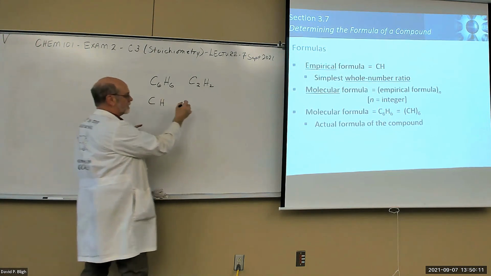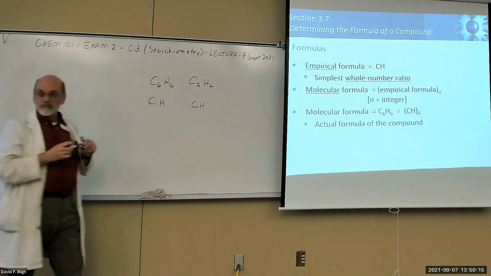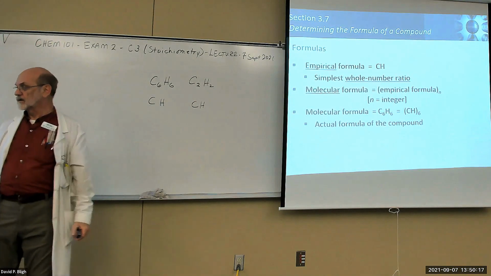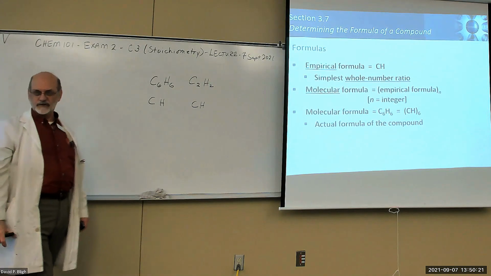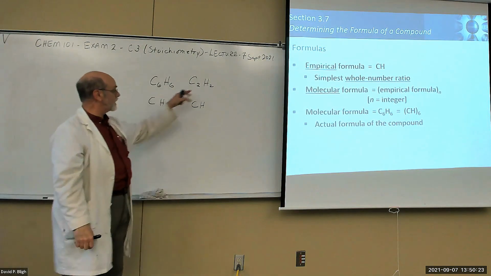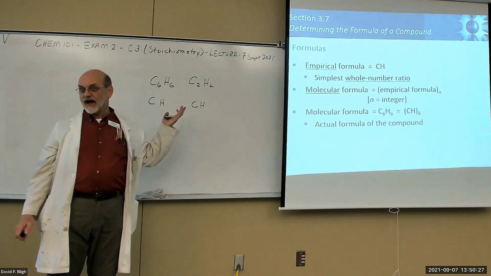How about this one? Divide through by 2. They both have the same empirical formula. So what good is that going to do? If you can determine the empirical formula of this one or that one, and it's the same value, well, as is, it's not going to help you.